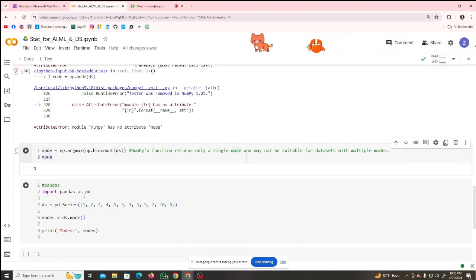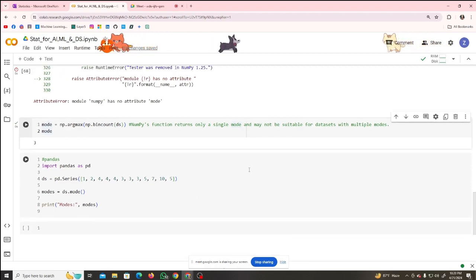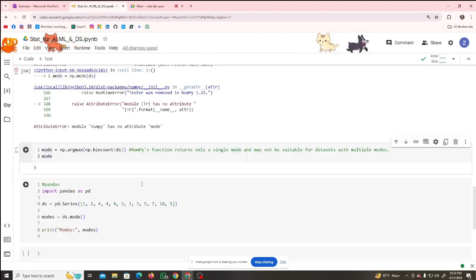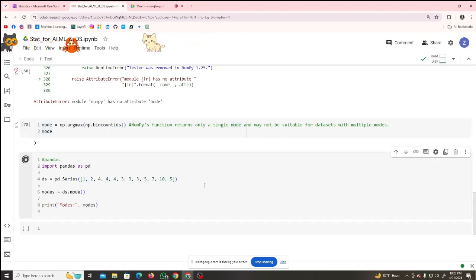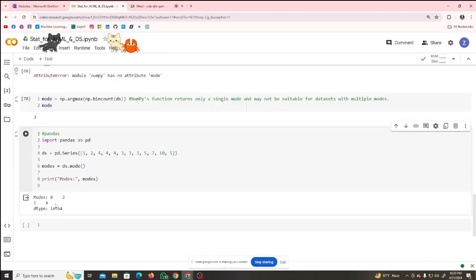So this is one issue, that NumPy functions return only a single mode and may not be suitable for datasets with multiple modes. So to find multiple modes, you can use this pandas code. The data set has to be converted into a series, and series are quite similar to arrays. Then you just type ds.mode. Let me do it for you. Okay, so you see there are two modes, 3 and 4. We got it using pandas.